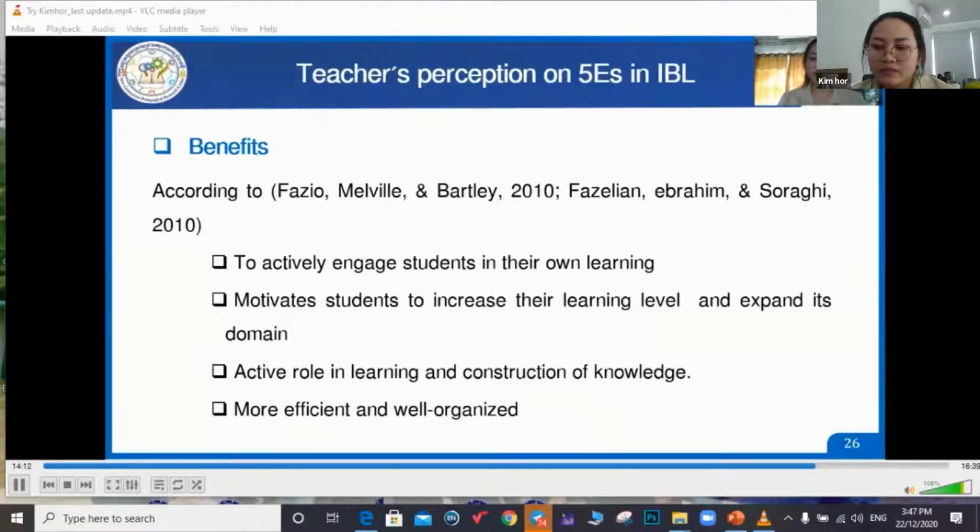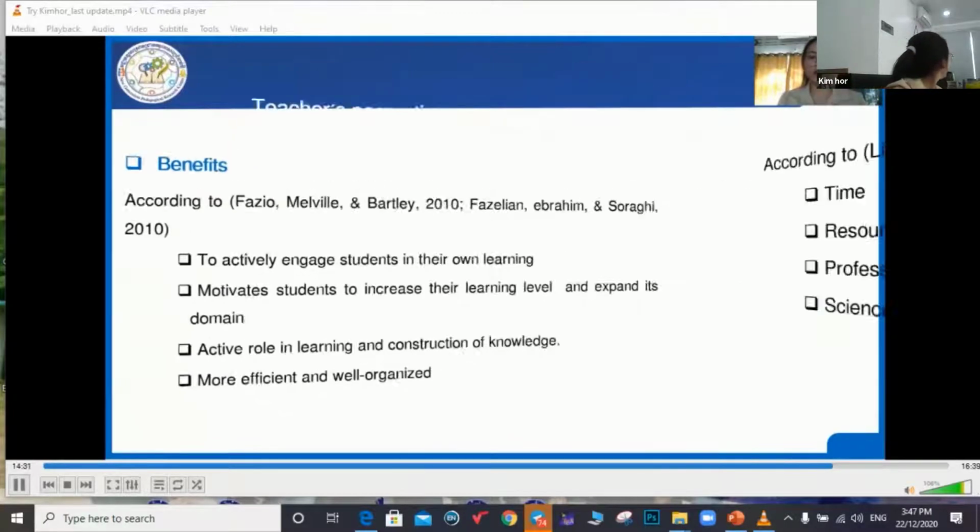Active role in learning and construction of knowledge, and more efficient and well organized. So when the teachers apply 5E in the classroom, it has the stage or phase of activity that introduces or guides teachers what to do in the class. That is it for teachers.